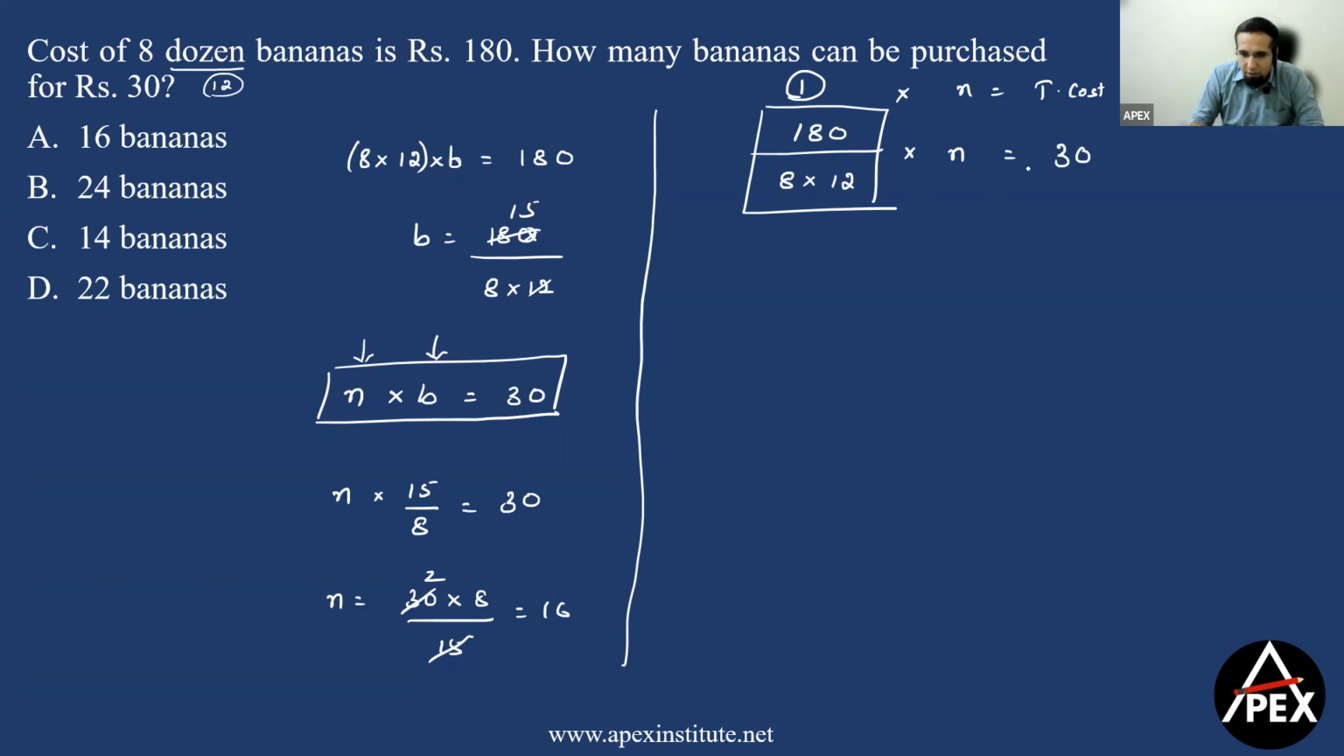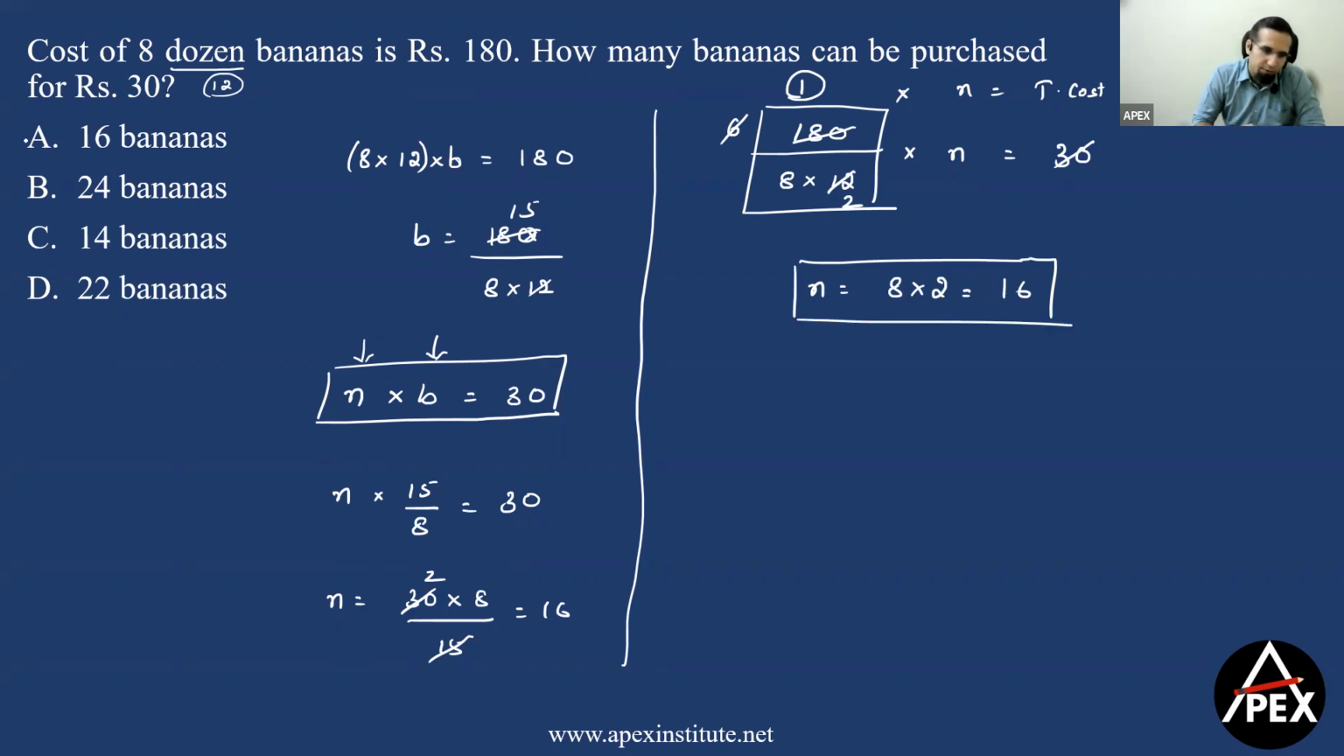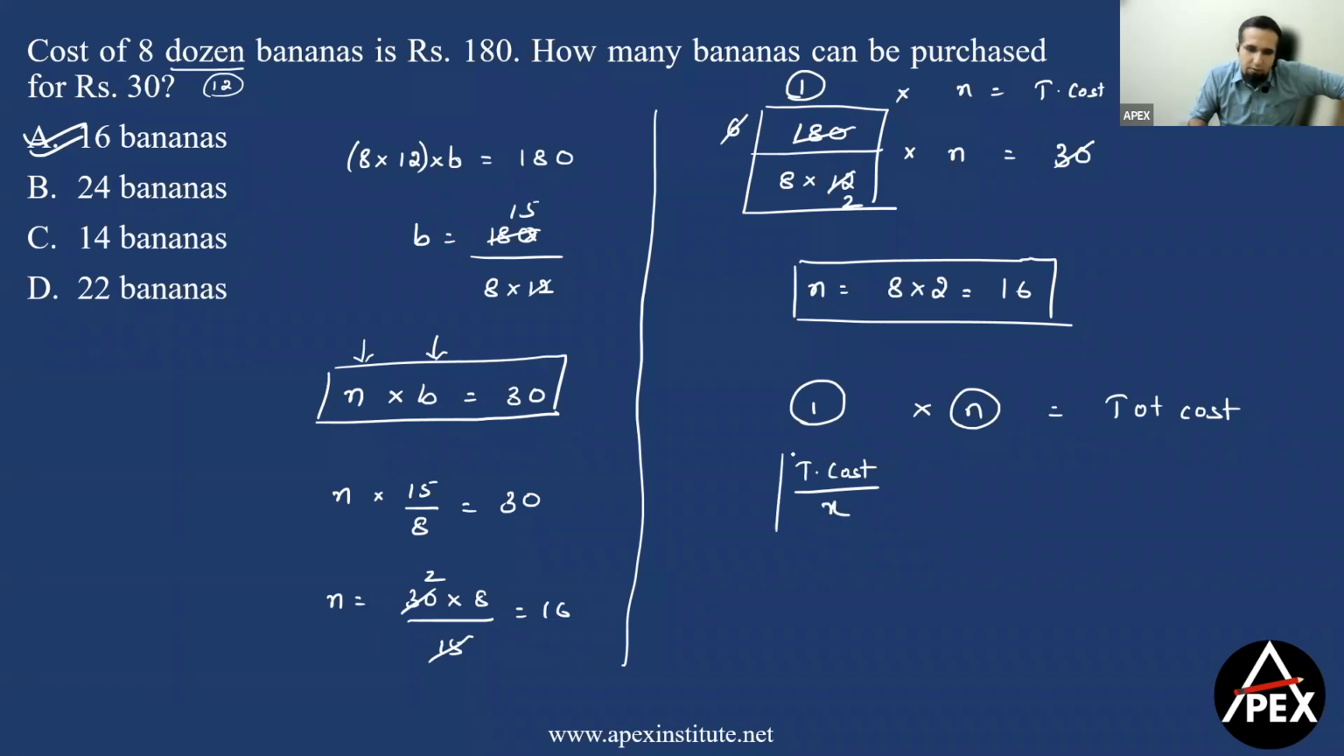Now let's simplify. 30 ones are 30, 6 ones are 6, twos. So therefore the value of N is equal to 8 into 2, which is 16. And this should be your final answer. Clear, guys? So I repeat, understand this logic. Cost of one article into number of articles is equal to total cost. And cost of one article is given total cost divided by the given number of articles.